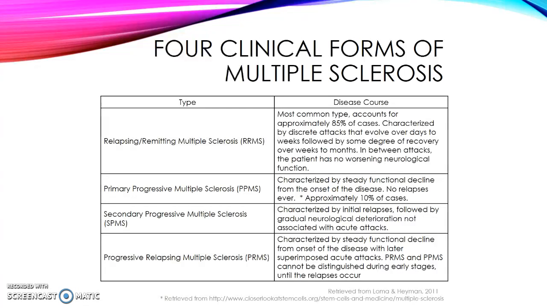There's no real difference that can be distinguished between PRMS and PPMS until there's a relapse that occurs in progressive relapsing multiple sclerosis.